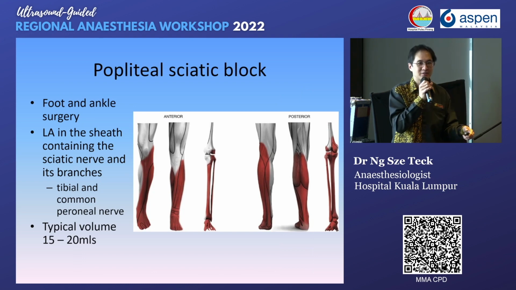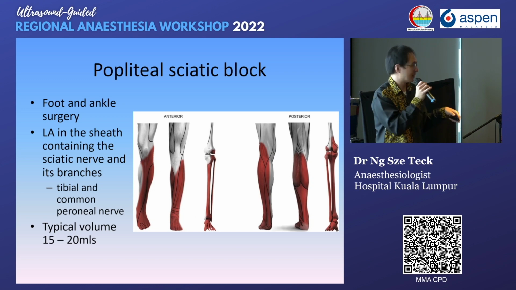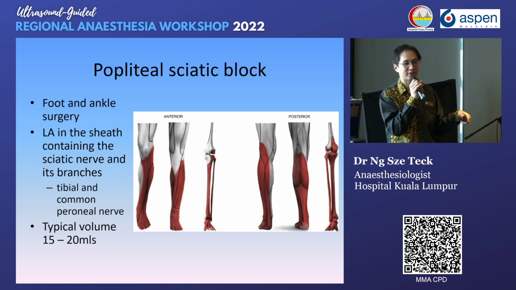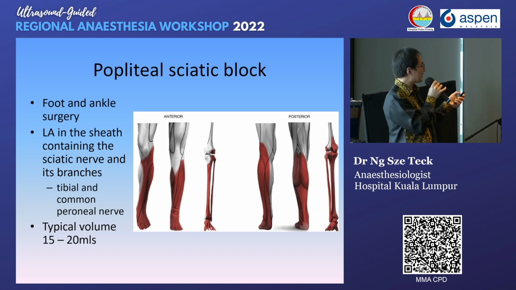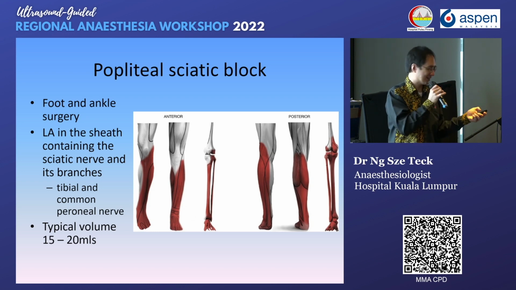All right. So finally, I'll talk about the popliteal sciatic nerve block. This actually is for foot and ankle surgery. So the coverage is as shown in this illustration. So what is the aim? The aim is to inject LA into the sheath that contains the sciatic nerve and its branches, which are the tibial nerve and common peroneal nerve. Typical volume, 15 to 20 cc.